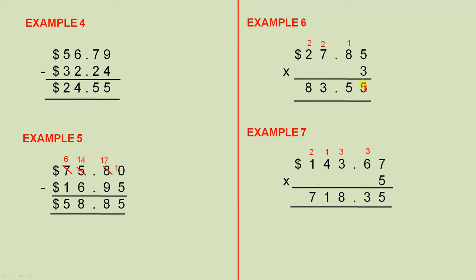3 5s are 15. Put down the 5 and carry the 1. 3 8s are 24, plus 1 is 25. 3 7s are 21, plus 2 is 23. And 3 2s are 6, plus 2 is 8.